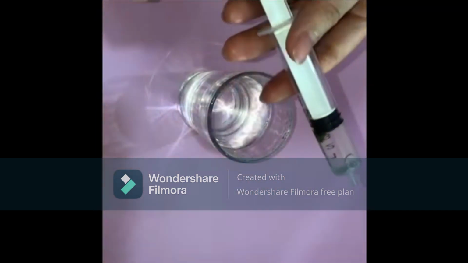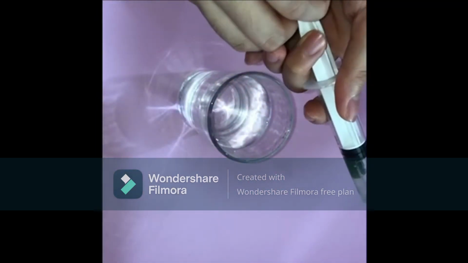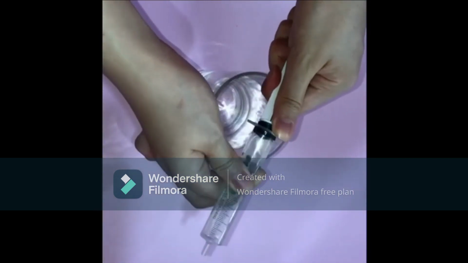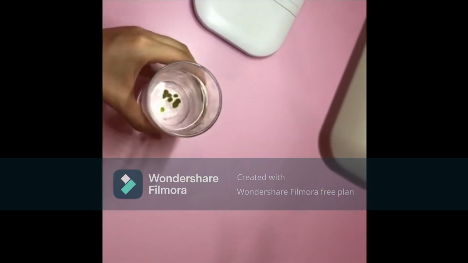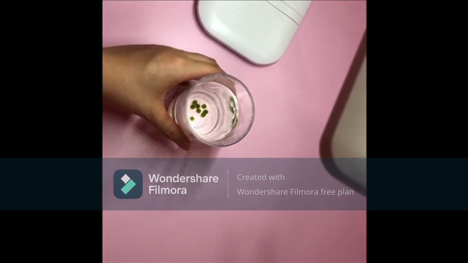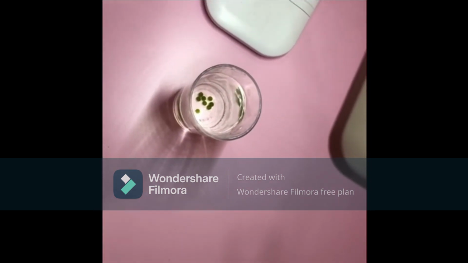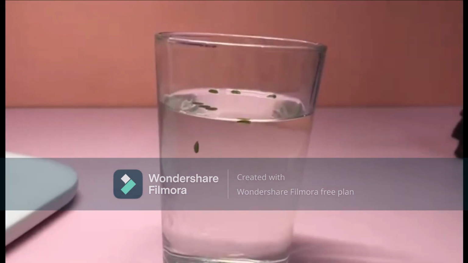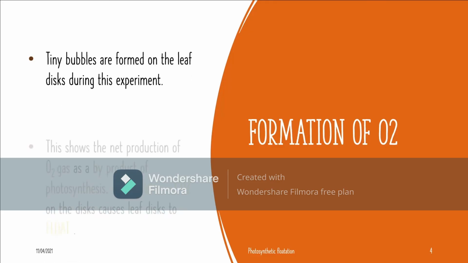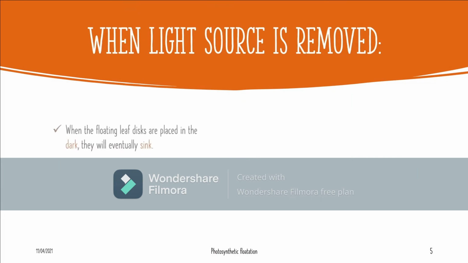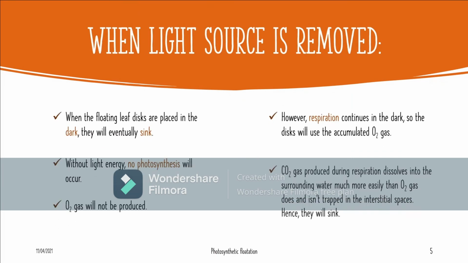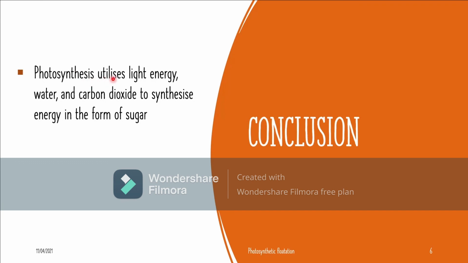I'm going to pour the leaf discs into the solution. Then place the glass under the lamp and observe the leaf discs until they float to the water surface. The photosynthesis process will utilize the light energy, water, and carbon dioxide to synthesize energy in the form of sugar, while at the same time, the oxygen gas will be released as the product of this reaction.